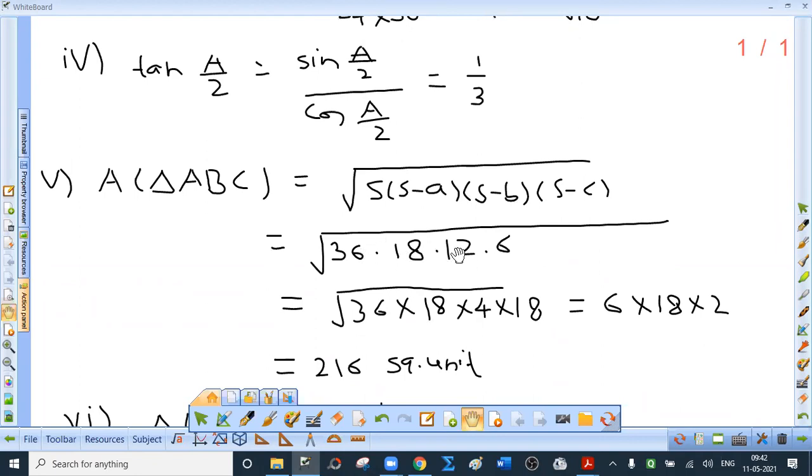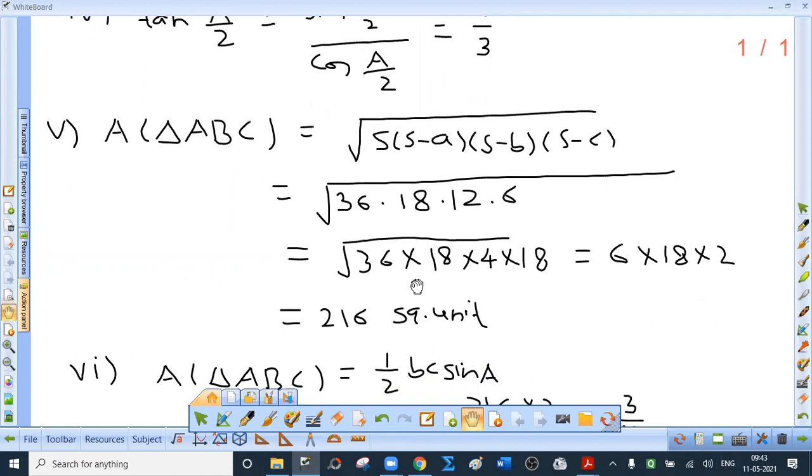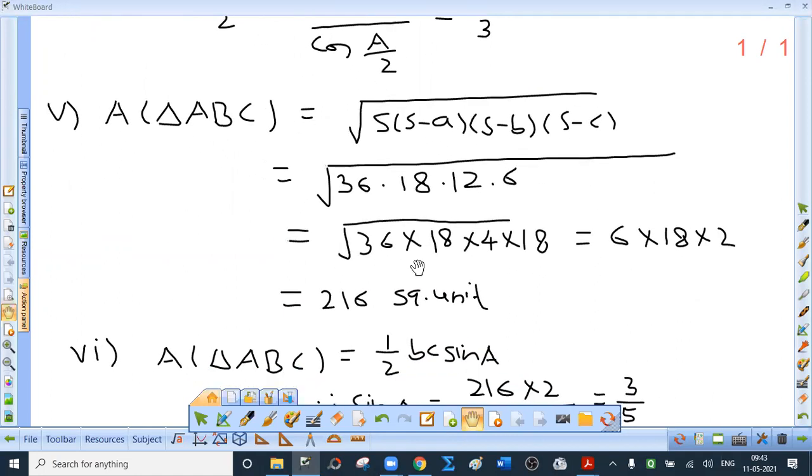Now 12 is what? 4 into 3. So this is 36 into 18 into 4, and 3 into 6 is again 18. So what is the root? Root of 36 is 6, root of 18 square is 18, root 4 is 2. So the area comes out to be 216 square unit.